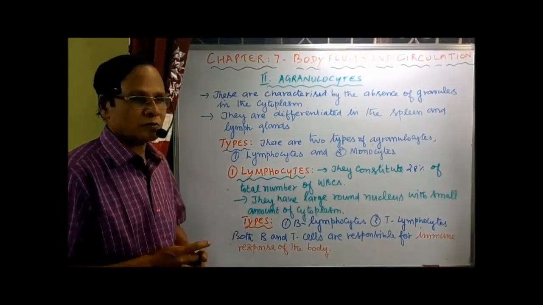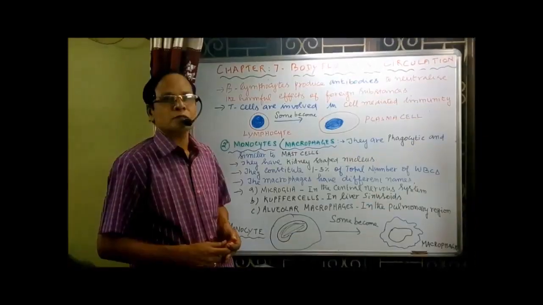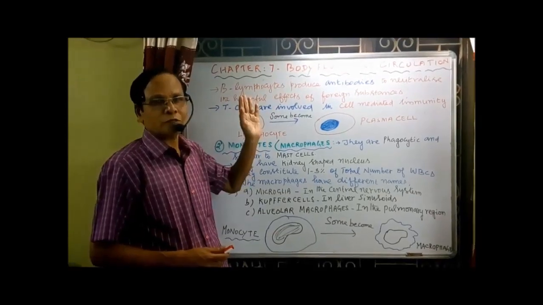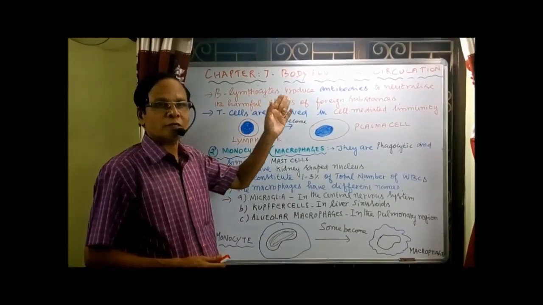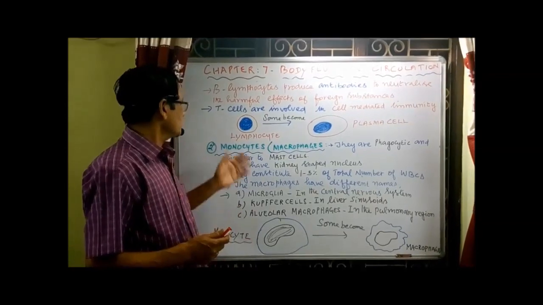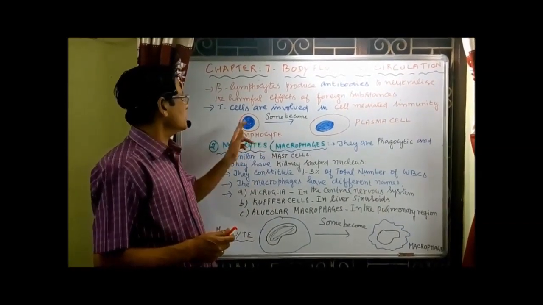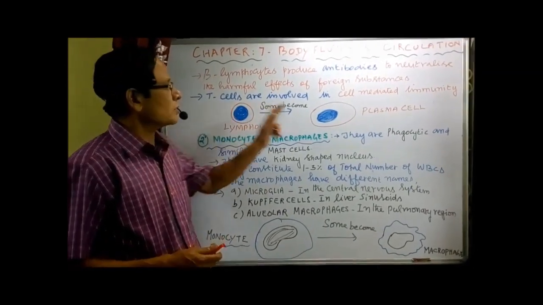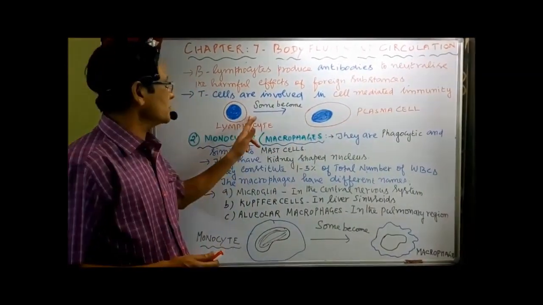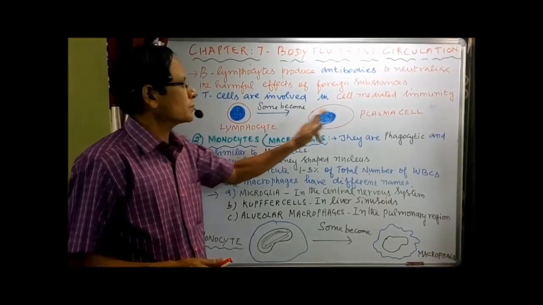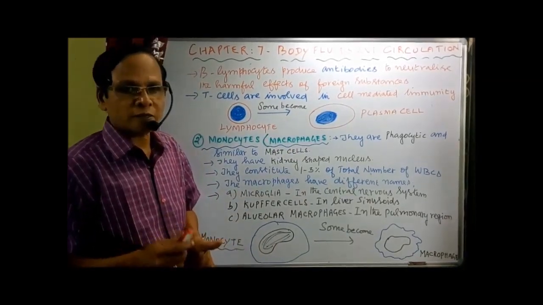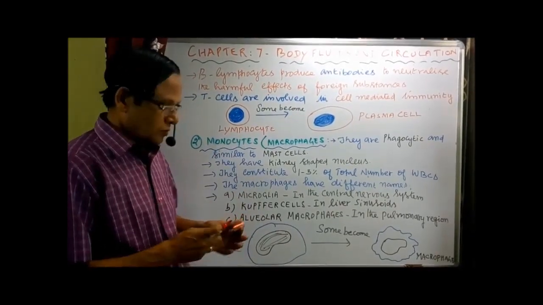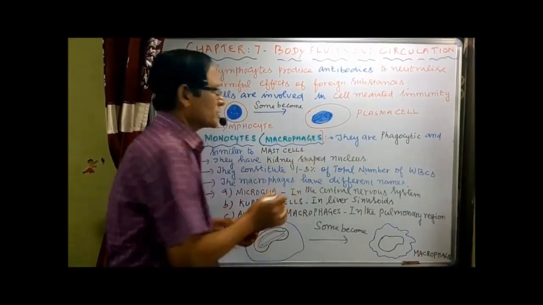Okay, let's see now the next one, the monocytes. As I mentioned earlier, B lymphocytes produce antibodies and T cells are involved in cell-mediated immunity. Now what about the monocytes? Normally the lymphocytes at the time of production of antibodies are called plasma cells. So some B lymphocytes become plasma cells, that is nothing but antibody producing cells. Now the monocytes. There is also another name for this one, macrophages.